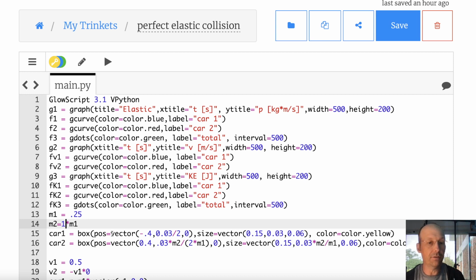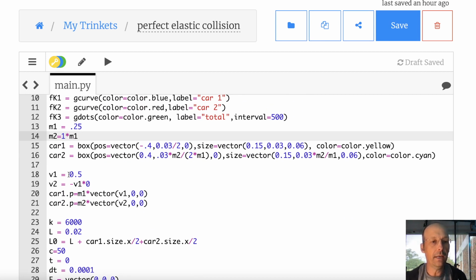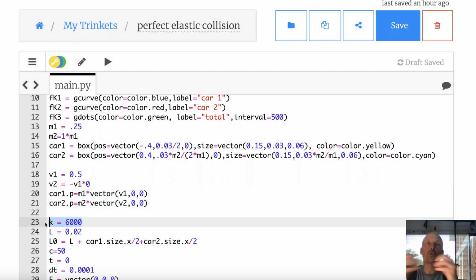Car 1 is just a box. That's all. Car 2, I made the box so that the size is proportional to the mass. Then car 1 is moving at 0.5 meters per second. Car 2 has an initial velocity of 0. I set up their initial momentum vectors. This is the spring constant between them. And so I was trying to get really nice graphs. So my spring constant is super high, but that's fine. I have a super high spring constant and a super short time interval.